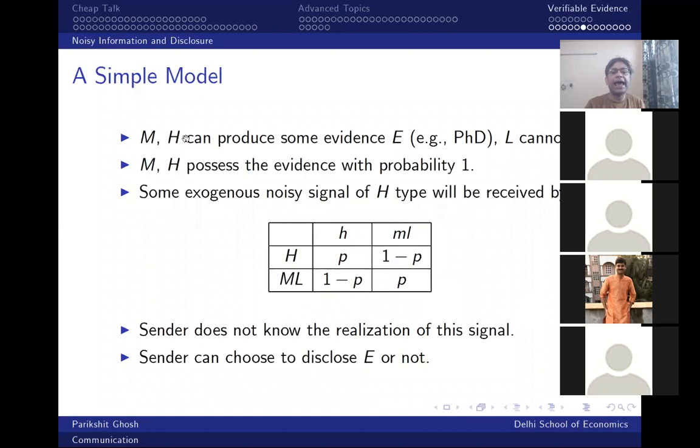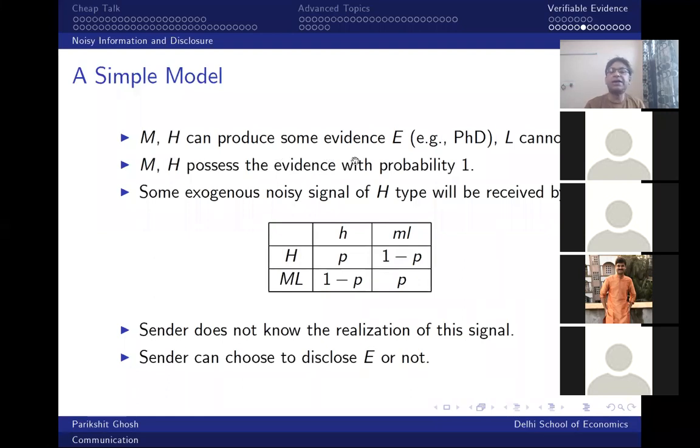Now, completing the description of the model, the M and the H types have some piece of documentary evidence, E, like a PhD degree or the degree from NSD and so on. Low types don't have that degree. So the degree separates the low type from the rest. Both M and H have it in their pockets. They're carrying that piece of paper. It's just whether they want to show it to you or not. That's the choice that they have. And not showing it would be modesty.